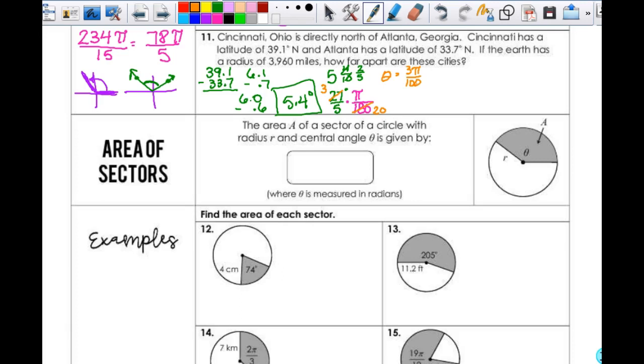It takes a couple of steps, and you may not need to write down as many steps as I have. I just want to make sure that I'm not losing anybody in that. Okay, so now I have to substitute all this stuff in. I have theta, so I know that S is going to equal the radius, which is 3960, times theta, which is 3 pi over 100. And then I'm going to reduce a little bit. So I can knock out each one of those zeros because I'm reducing both by 10.